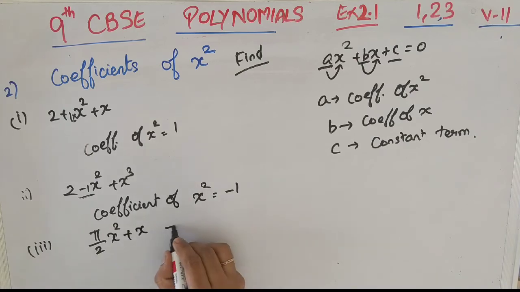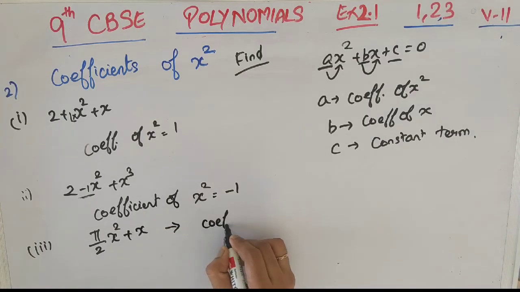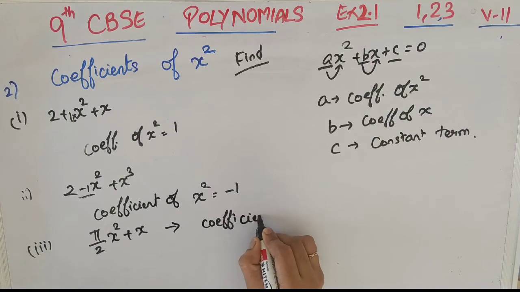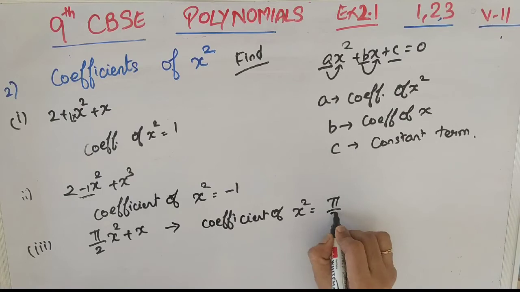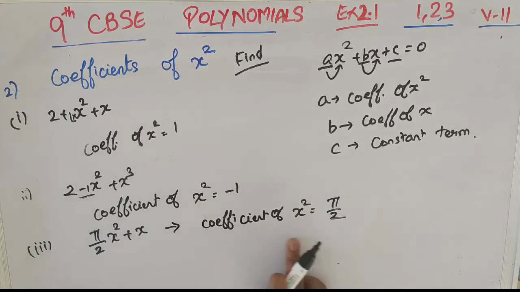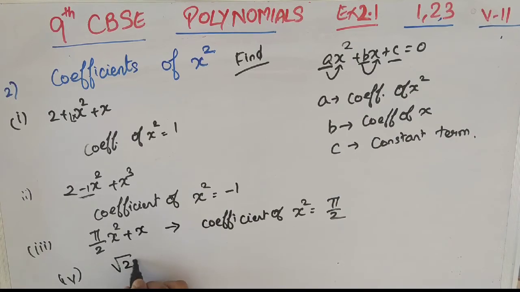Pi by 2 x squared plus x. This is the third question. What is the coefficient of x squared? Pi by 2. Because this is like ax squared. So, a is the coefficient of x squared. Here, pi by 2 x squared. Pi by 2 is the coefficient of x squared.